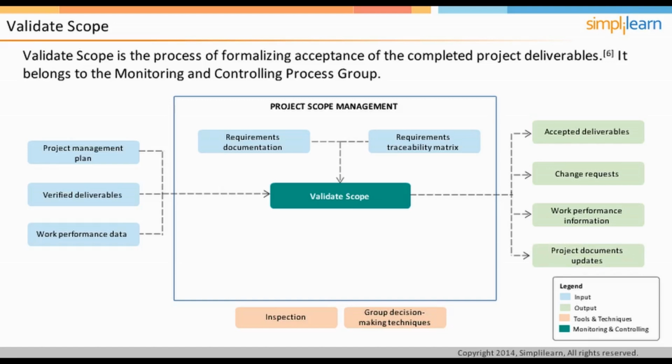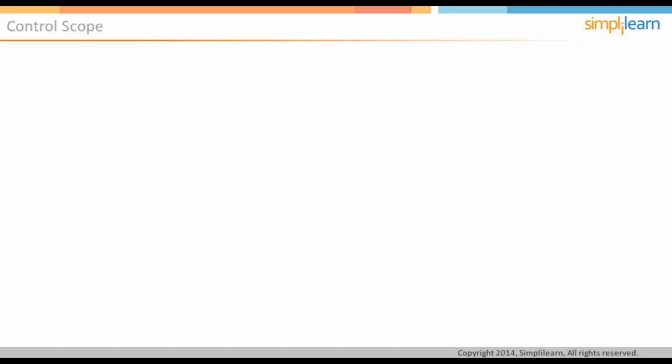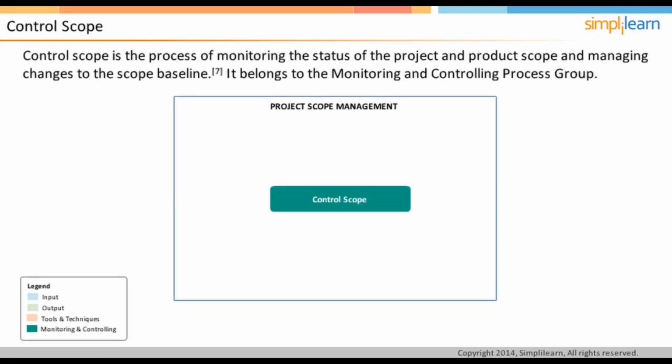In the next screen, let us look at the control scope process. Control scope is the process of monitoring the status of the project and product scope, and changes to the scope baseline. Controlling the project scope ensures all requested changes and recommended corrective or preventive actions are processed through the same Perform Integrated Change Control process.